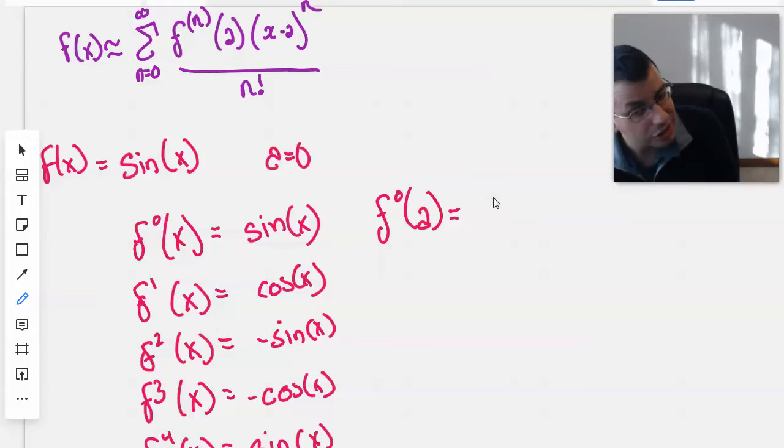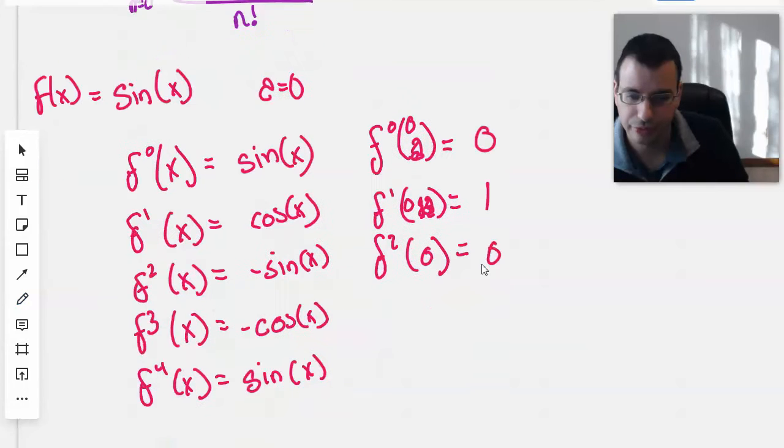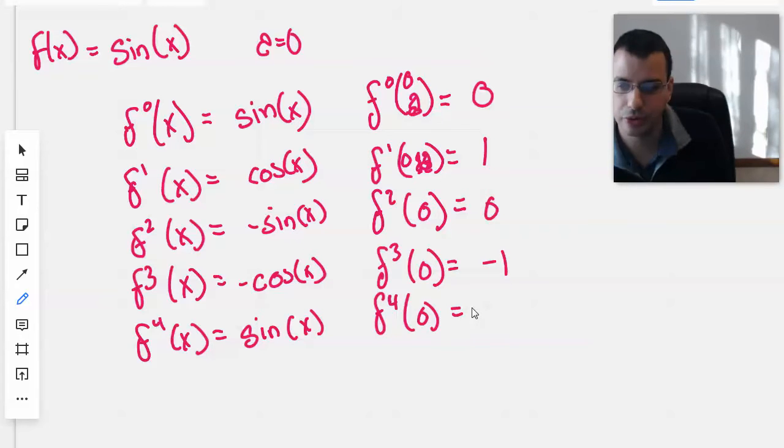Sine of 0 is 0. Cosine of, so a is 0, I should probably put 0 there. There we go, same thing, because a equals 0. Cosine of 0 is 1. The second derivative at 0 equals negative 0, which is still 0. The third derivative at 0 equals negative 1. The fourth derivative at 0 equals 0.